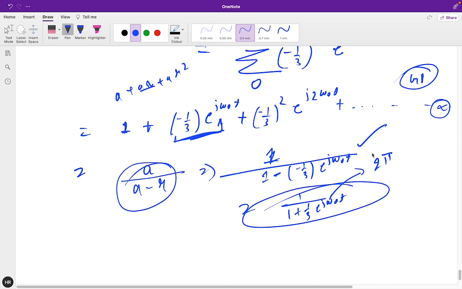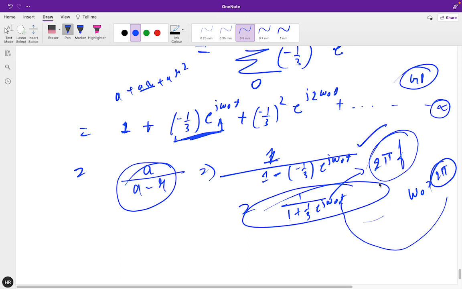What is the meaning of omega naught? It is 2 pi f. If they ask at what frequency we are getting a particular signal like this, they will give you the frequencies, and if you put the value, you will get your solution. If they ask at omega naught equals 2 pi, what will be the answer, we directly substitute omega naught equals 2 pi, so 1 divided by 1 plus 1 by 3 e power j 2 pi t.